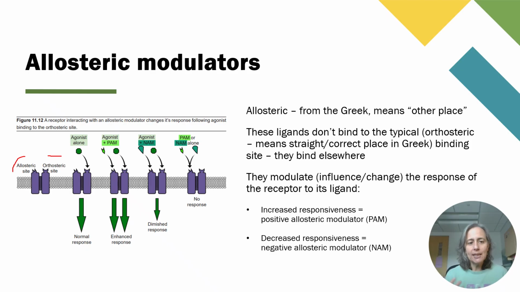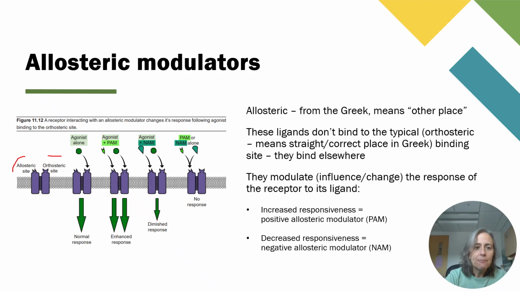So the normal binding site is the orthosteric site, but allosteric modulators are like, no, I'm fancy, I'm special, I'm gonna bind somewhere else on the receptor. So they bind to this allosteric site, right? They can't just do the typical thing. So they're going to bind elsewhere, and they do not directly inhibit or activate anything. What they do is they modulate the response of the receptor should the regular agonist or ligand bind.